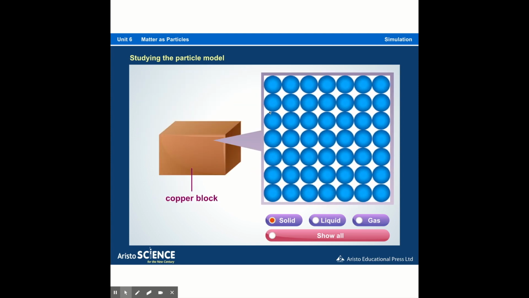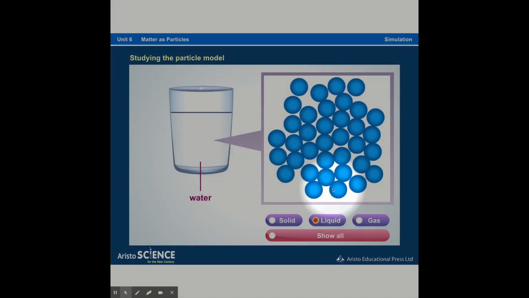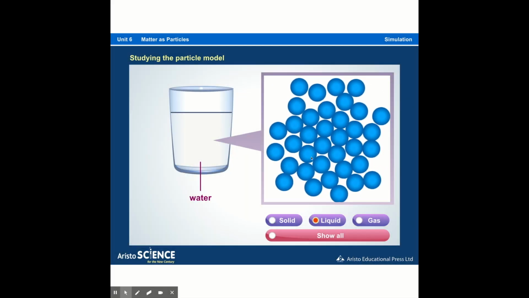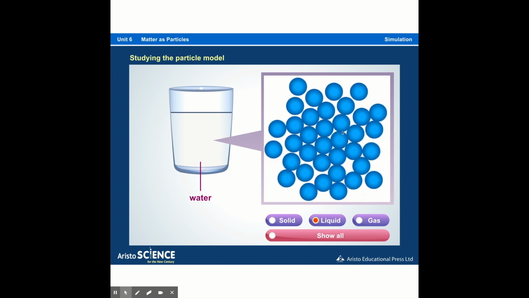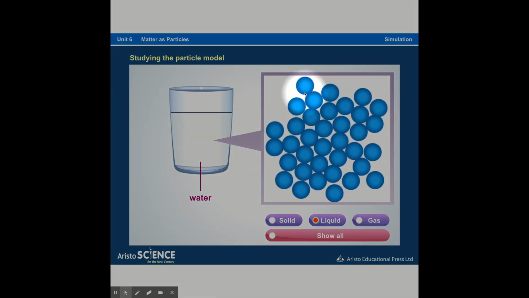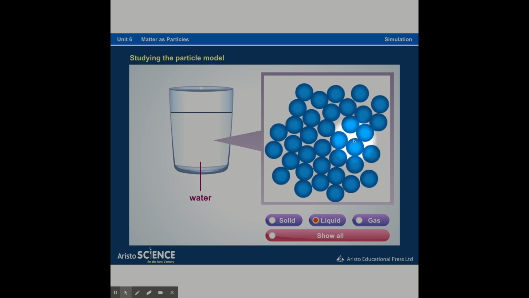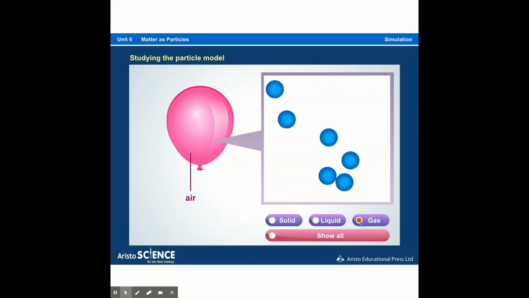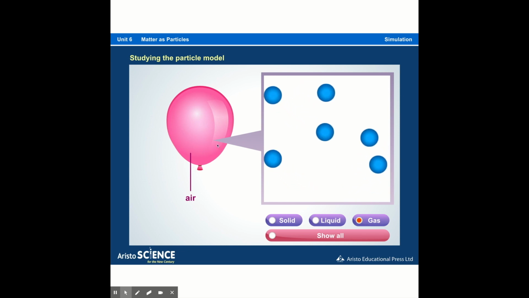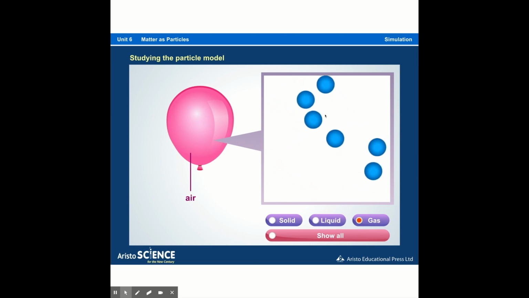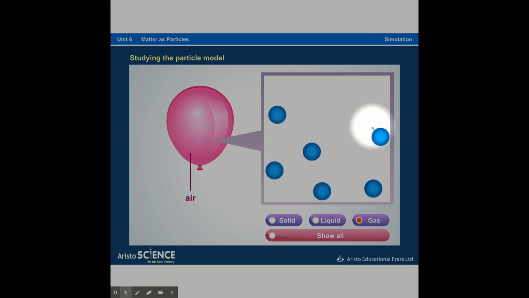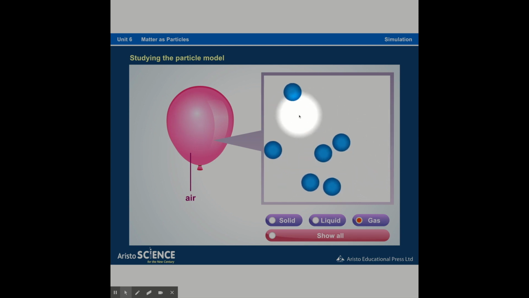This is solid. The particles are vibrating about a fixed position. And this is water, and this is the model of liquid. The particles are moving around each other, and they are packed irregularly. This is air, and the particles are in the gaseous state. The particles are moving freely.